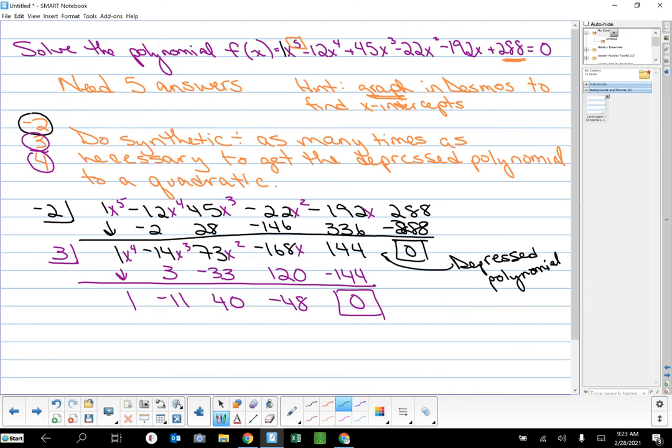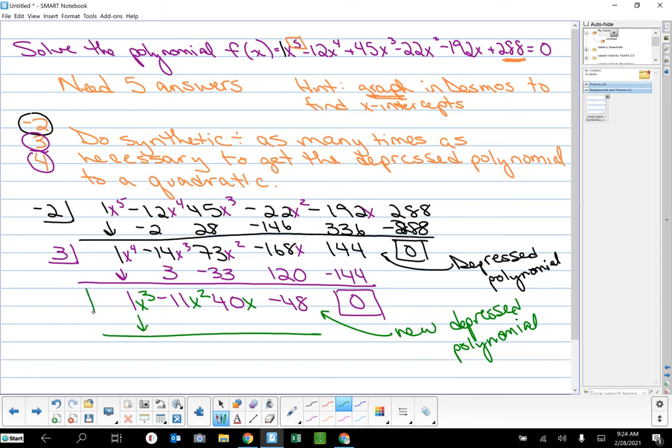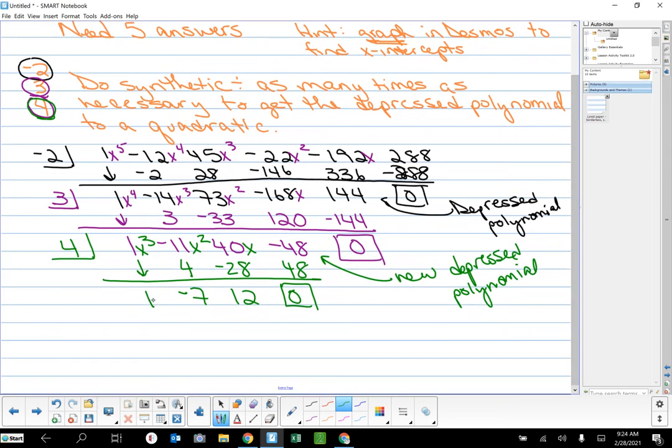Okay, well now, this is my new depressed polynomial. And now this is x to the 3rd, x squared, x, and a constant. And I'm going to use that for my new synthetic division. And now I'm going to use the 4. So we're going to drop the 1, multiply. I get a negative 7, negative 28, positive 12. 4 times 12 is 48. I get a 0.